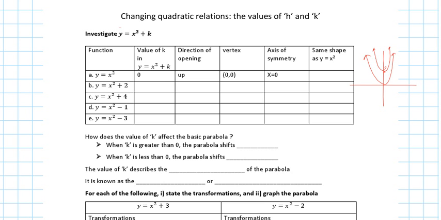Okay, so let's write these down. The value of k is 2. Direction of opening: up. Vertex: 0, 2. Axis of symmetry: x equals 0. And then with respect to y equals x squared, we had a vertical translation. So we use VT for that. So we had a vertical translation, 2 units up.